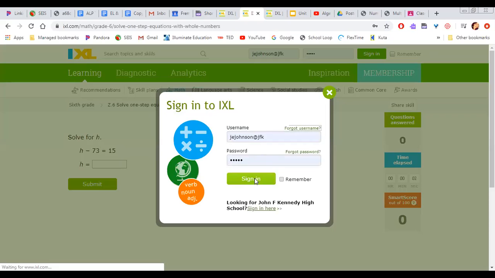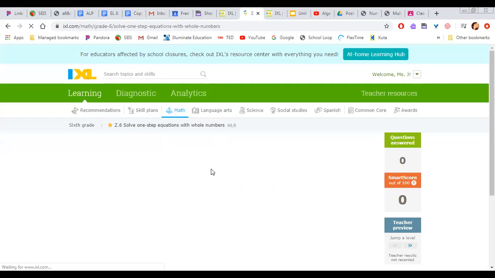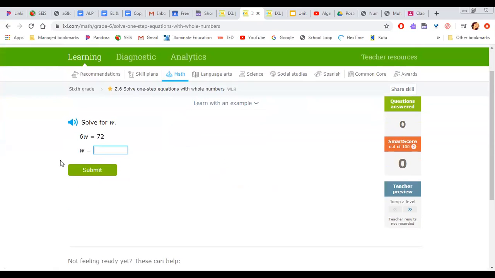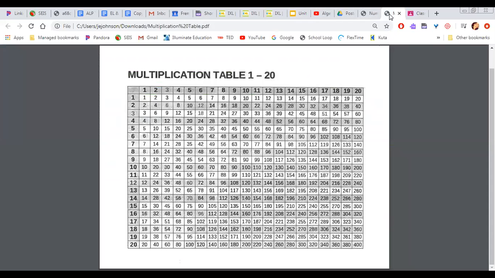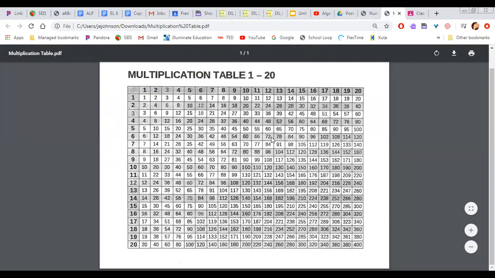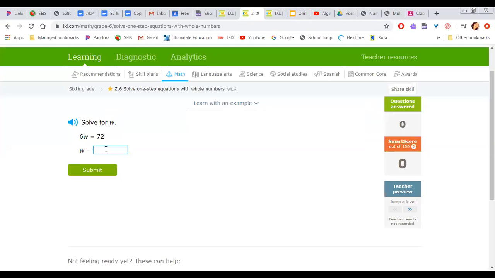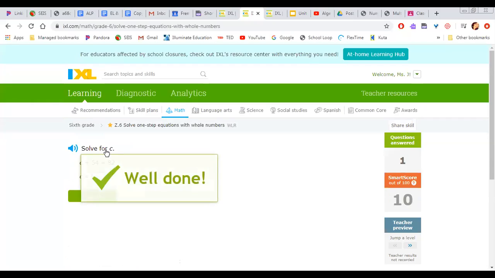Oops, I'm not signed in. Okay, we're going to do it again. So this says 6 times W. So we want to divide by 6. What's 72 divided by 6? Let's see, we got 72 and it's 12. So it's 12. Enter. Well done.